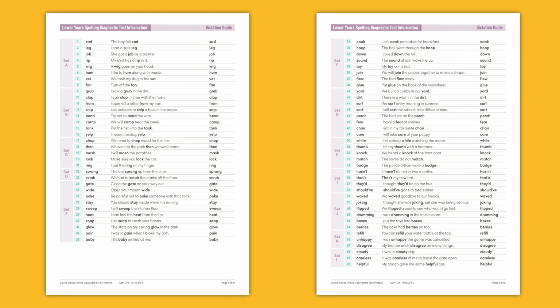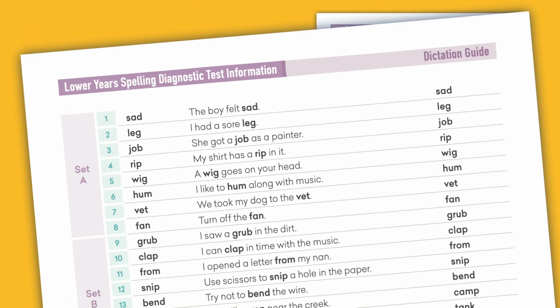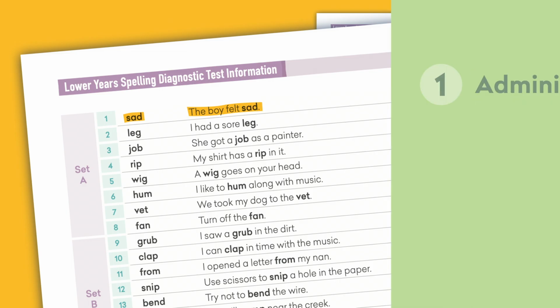Use the dictation guide from the information pack to dictate each word. The guide provides the ideal format. Say the word in a sentence for context, then repeat the word.